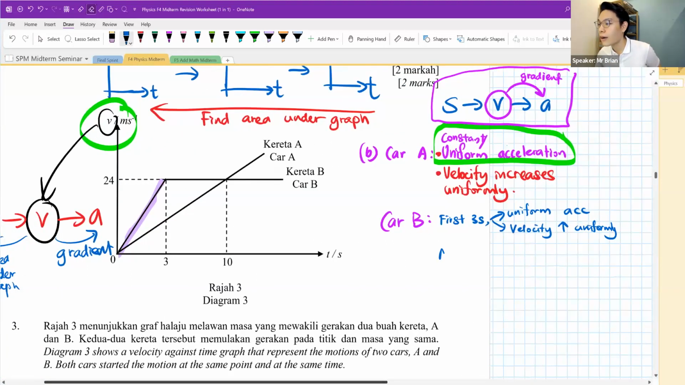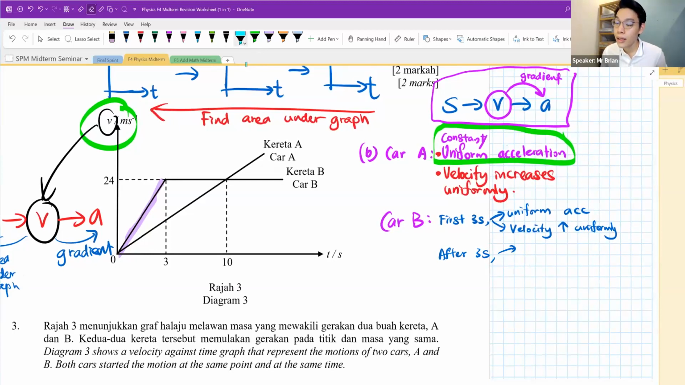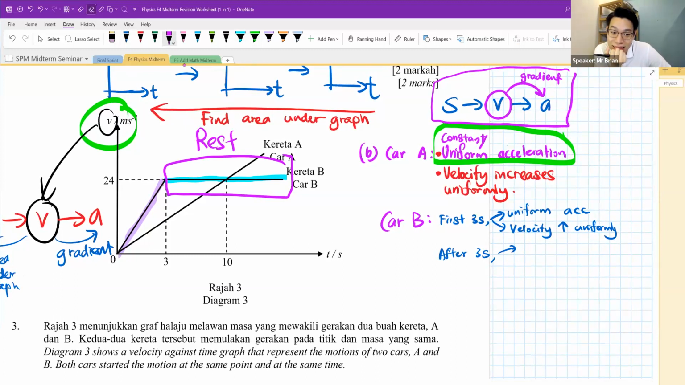Okay, but after 3 seconds, I ask you all, you'll see if it's okay for me to write like that for this part. Should I say that it become at rest already? Because the graph is flat, should I say that? Okay, thank you very much. Okay, that means you're still with me. Yes, not resting yet. Hello, the value is 24. How can it be resting? Very good. Constant velocity, right? Constant velocity.